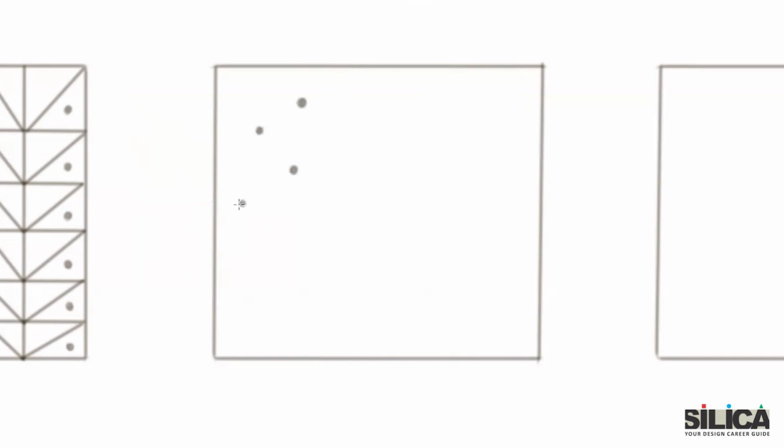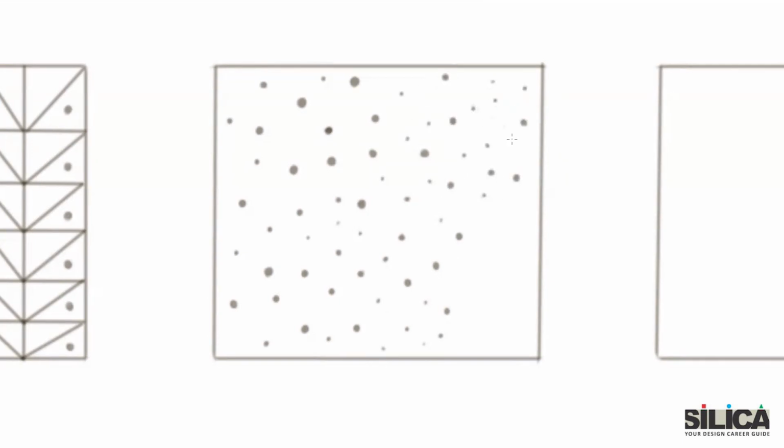Next I am going to use only the dot element and create a pattern. So here I thought of using different sizes of dots, which gives the feel of stars and creates a sky full of stars pattern. You can color the background in black and blue and use white for the dots.